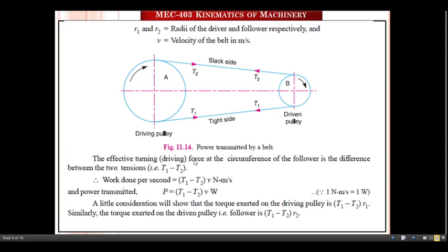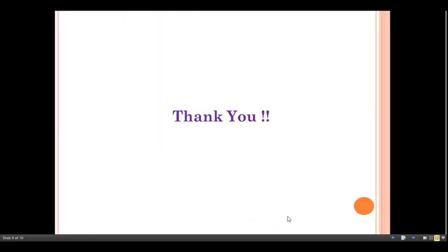Now the effect of turning force at the circumference of the follower is the difference between the two tensions, that is T1 minus T2. The work done per second is nothing but the difference in the tension multiplied by velocity, so T1 minus T2 into V, Newton meter per second. So power transmitted P is nothing but (T1 minus T2) into V in terms of watt, since 1 Newton meter per second is 1 watt. Now the torque exerted on the driving pulley is (T1 minus T2) into R1. The torque exerted on the driven pulley, that is the follower, is (T1 minus T2) into R2.